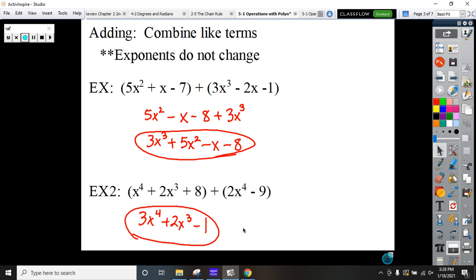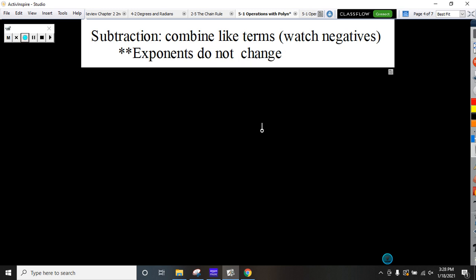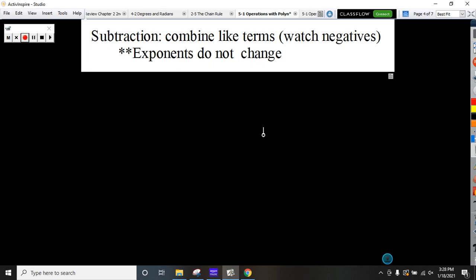Subtracting will be the same way, or subtract like terms. Again, the biggest thing with subtracting is making sure you're watching your negatives. So let's look at some examples of that. Again, we're subtracting, exponents don't change, we're just totaling how many we have. Now we're subtracting terms instead of adding. And again, make sure you subtract all the way through as you're going through each problem. So we're going to look at a couple of examples.